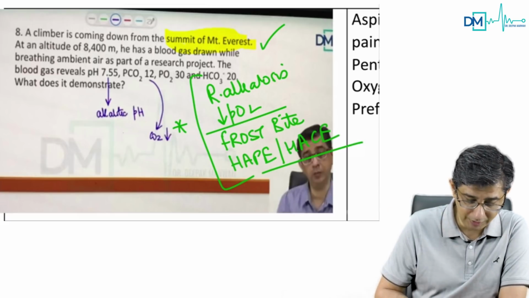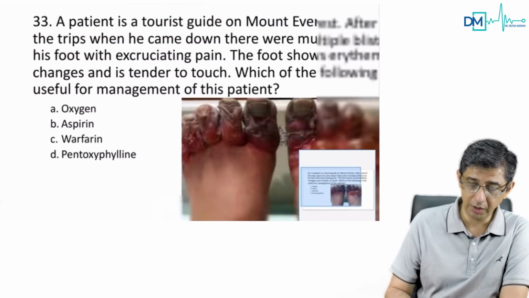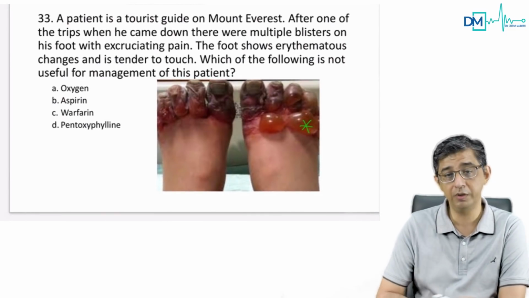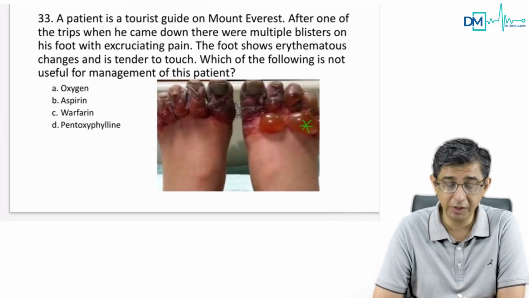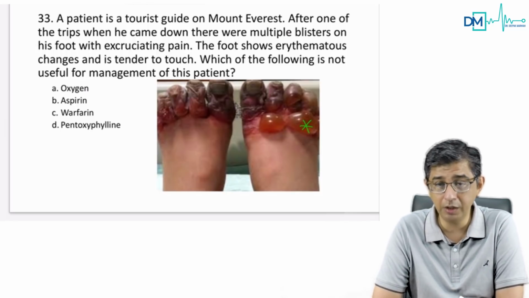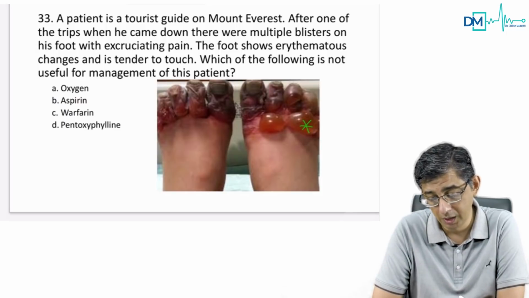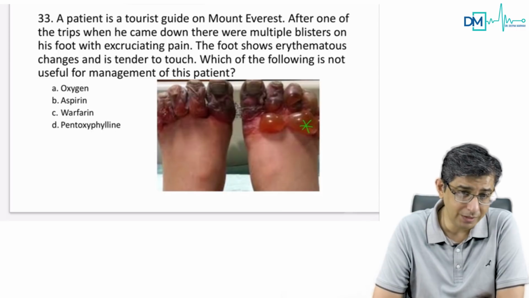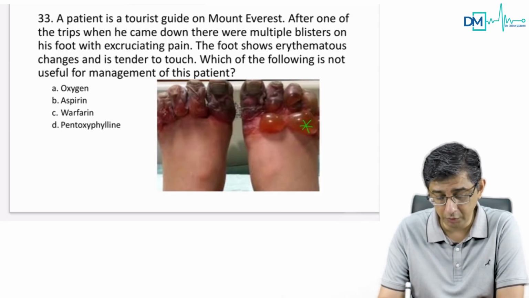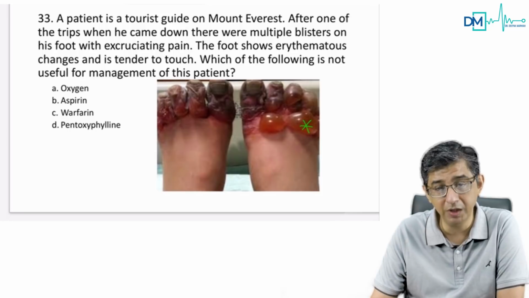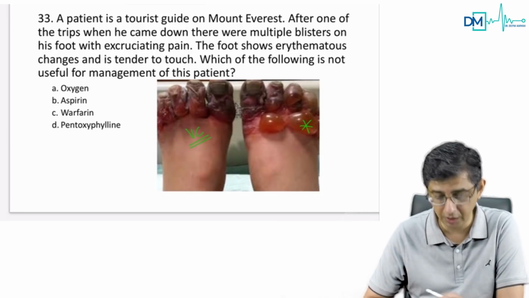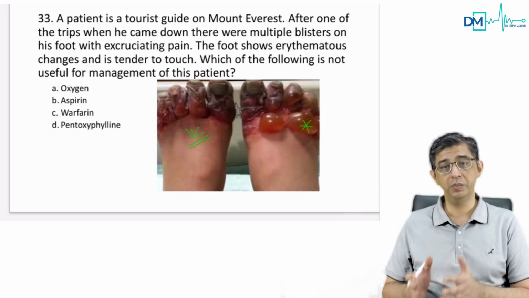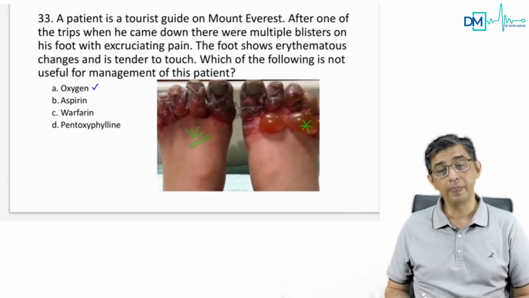In this question, he described this chap who's a tourist guide on Mount Everest, and when he came down, there were multiple blisters on his foot, so he's developed frostbite. He's described these blisters as excruciatingly painful. There are erythematous changes. It is tender to touch, obviously. He asks which is not going to be useful. So oxygen will definitely improve his mental status. It will improve the oxygenation of the tissues. After all, I need a better blood supply because there's a definitive vasoconstriction here. So if I give oxygen to this chap, it will definitely improve the local tissue perfusion. So yes, oxygen would be given.